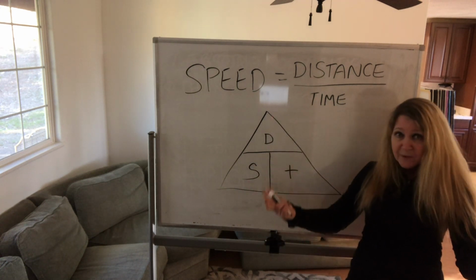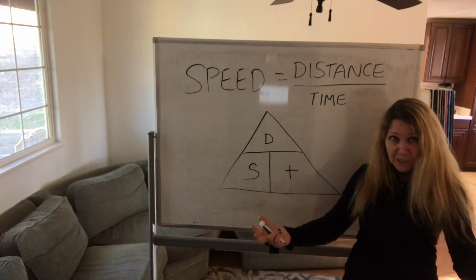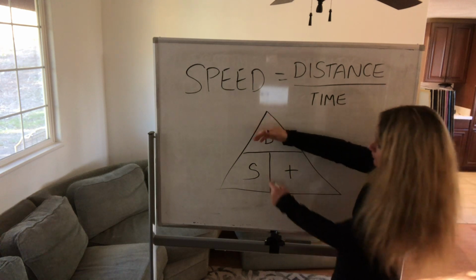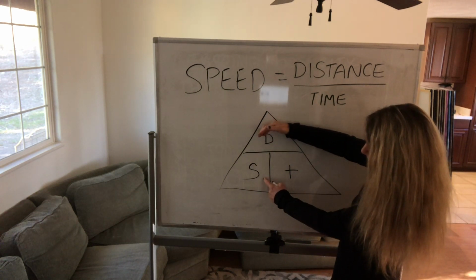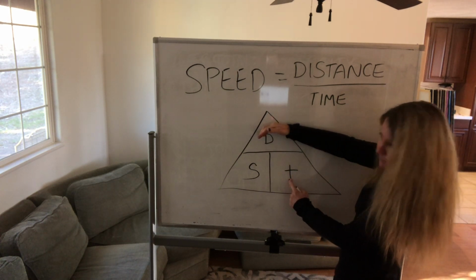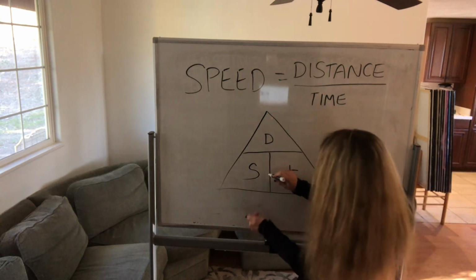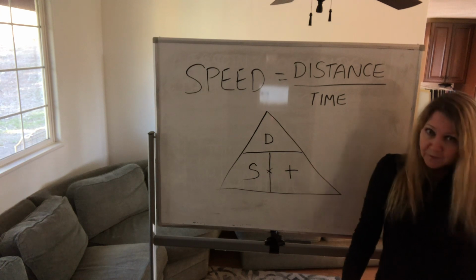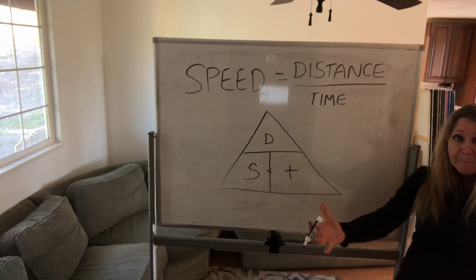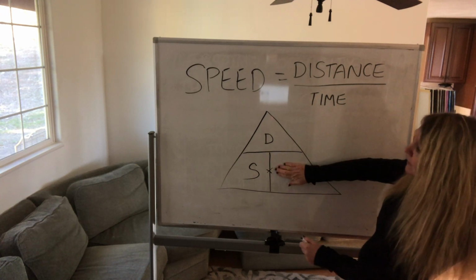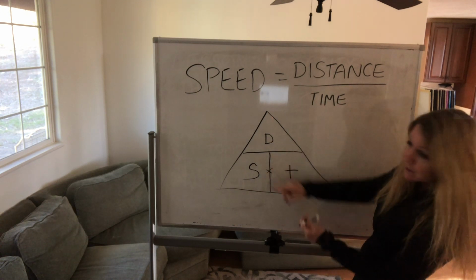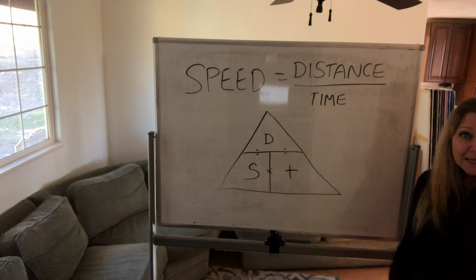Let's say we want to figure out the distance traveled, and we're given the speed and time. So we cover D. And if we cover D, then we take S, the speed, times time. So this is the multiplication. If we are looking for time, we're going to cover up the T, and it's distance divided by speed, division.